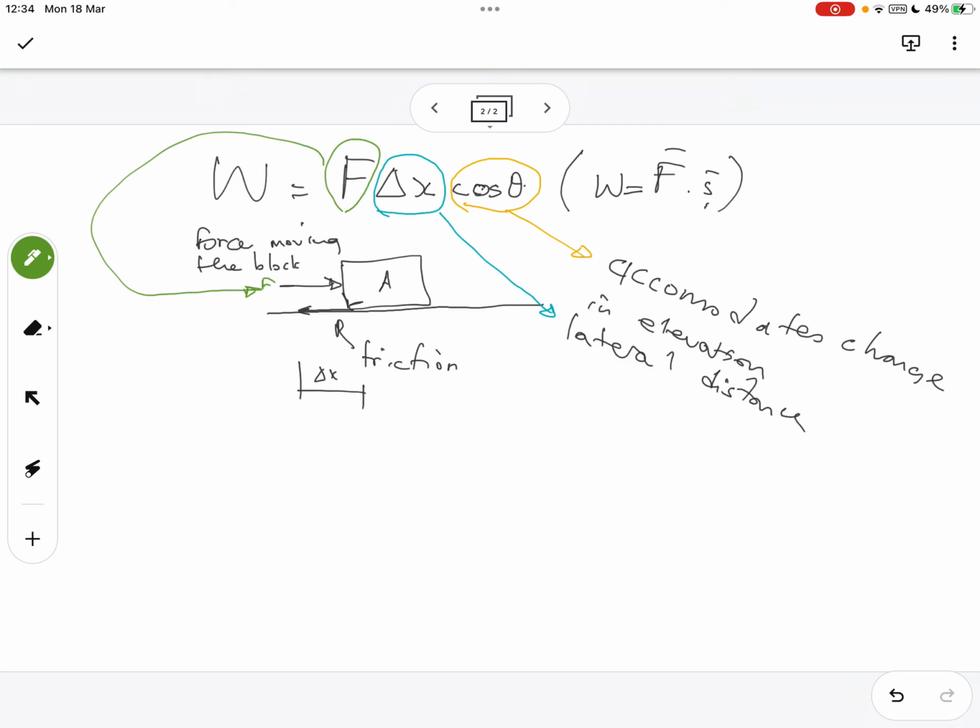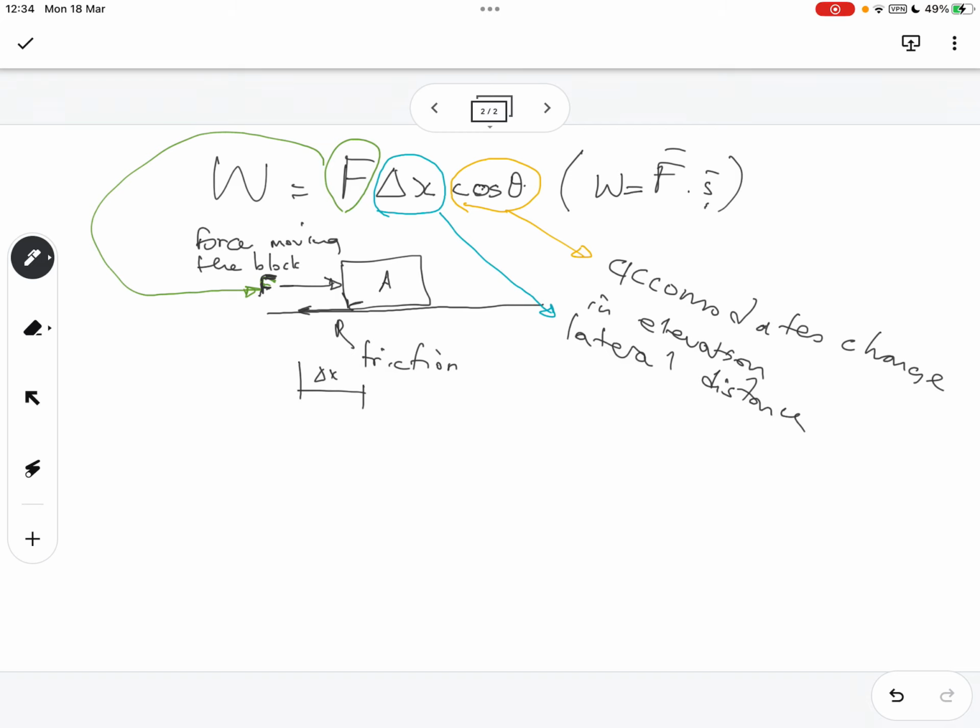For work to be done, the object must move by a distance of delta x while a force is acting on it such that there is some non-zero component of the force. So the force can't be equal to zero, nor can it have a zero component in the direction of the motion. Otherwise it's sitting still, not moving.